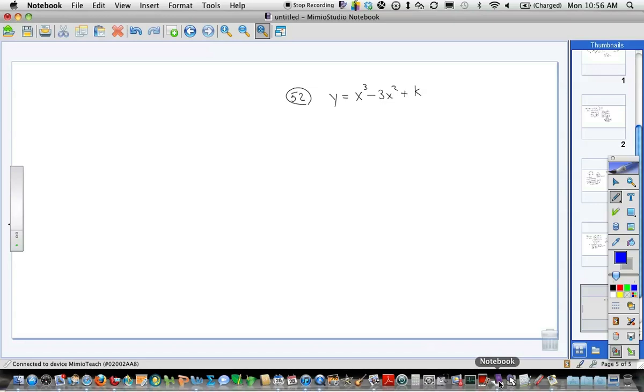But think about what's going on here. First of all, you're looking at a cubic function. So what's the general shape of a cubic? And since the lead term is positive, it's got to go up, and maybe it can have a couple of humps in there. What does the k do? That's just going to shift it up and down.